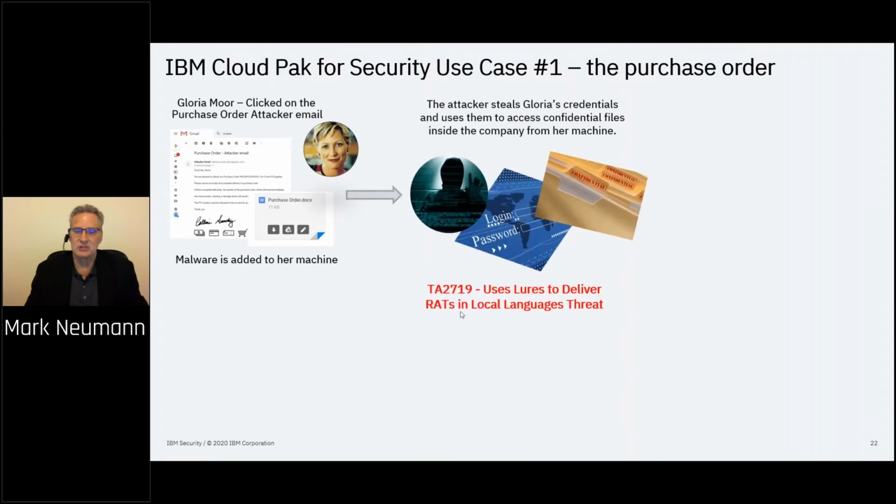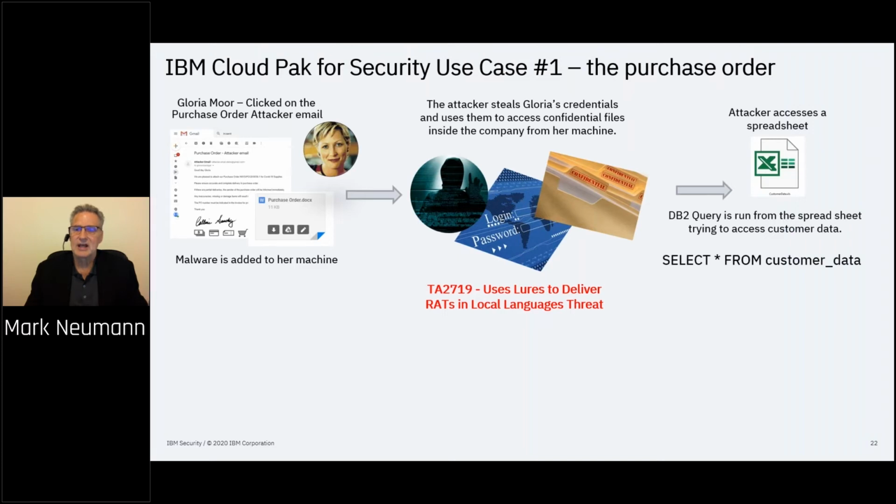This malware is a live threat. It's called TA2719, and it uses lures to deliver RATs in local languages, which means it's really designed to social engineer people to click on the email because it's relevant to the COVID-19 world. Well, guess what? This threat now has compromised her machine. It's actually stolen her credentials, and now an external malicious IP address or actor has actually logged onto her machine, downloaded a spreadsheet from the cloud, and actually started trying to run queries from the spreadsheet against our DB2 data of customers in the cloud. So this is not good.